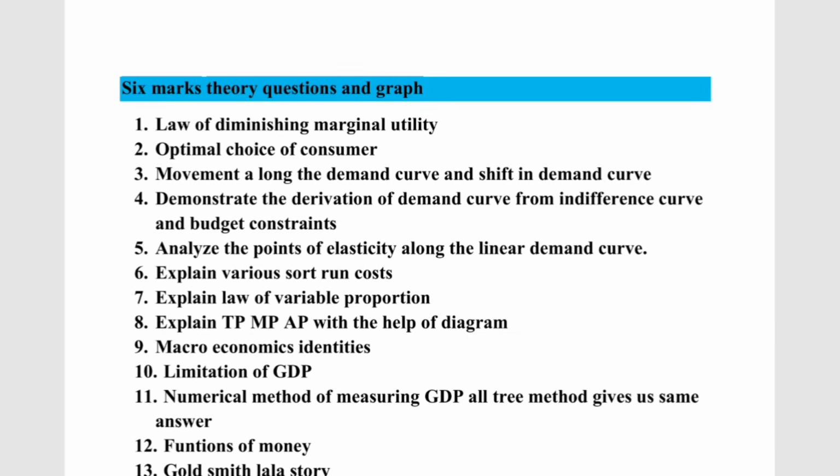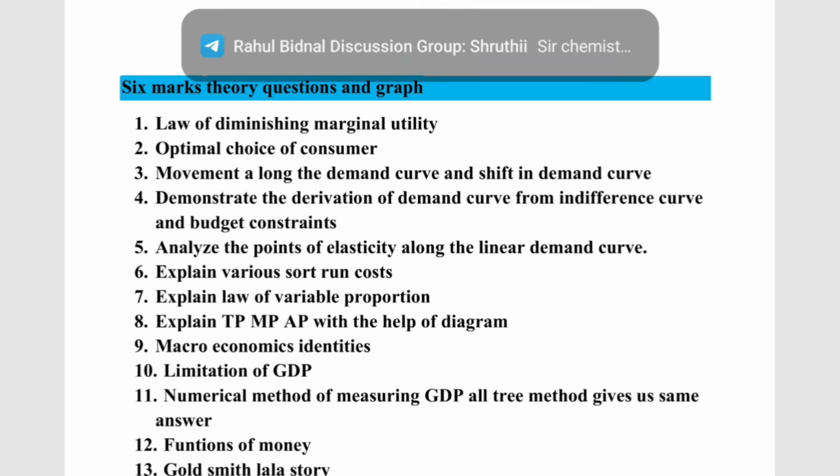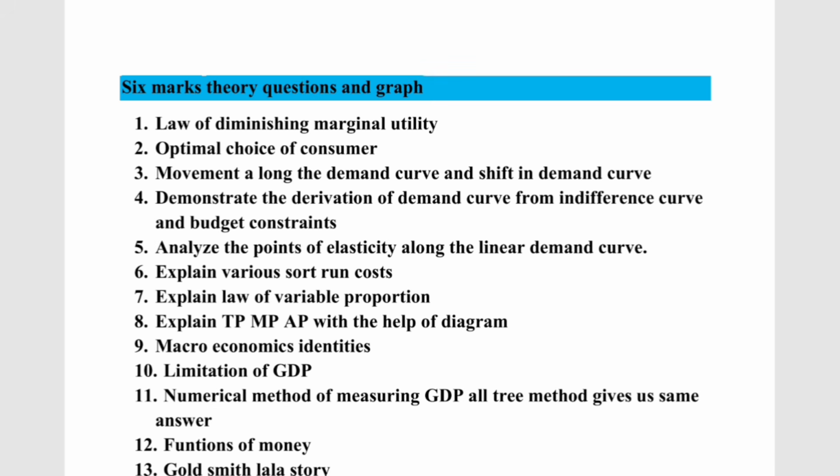Okay, next which I have taken is for the 6 marks theory and graphical questions. The first and foremost important question is law of diminishing marginal utility. This question has a high chance this time to be asked for the 6 marks. Next, optimal choice of consumer from theory of consumer behavior. Movement along the demand curve and shift in demand curve.